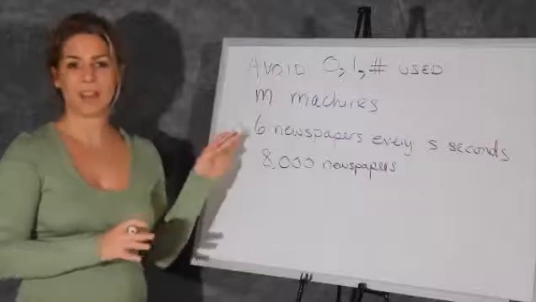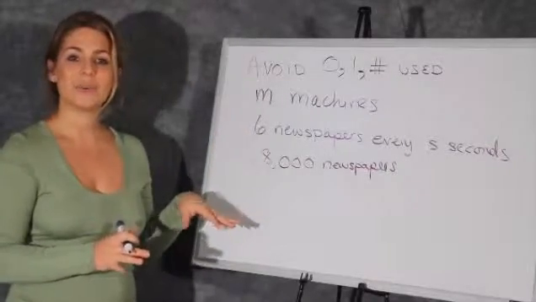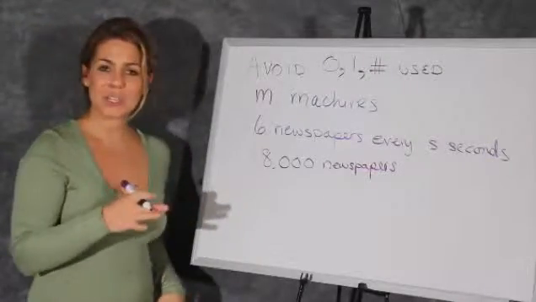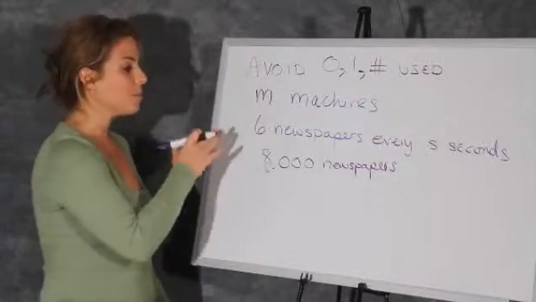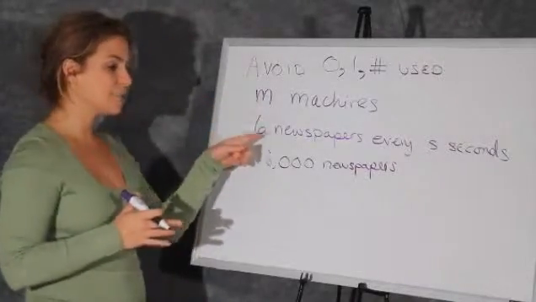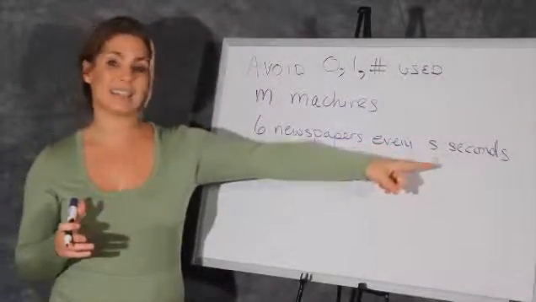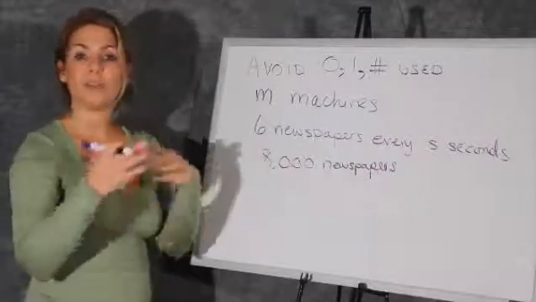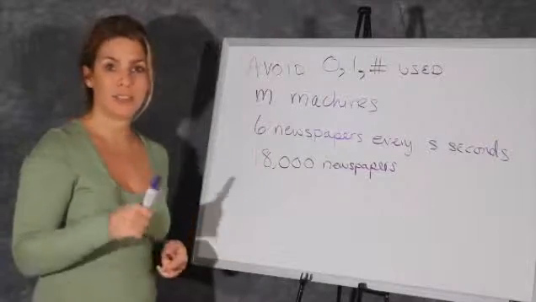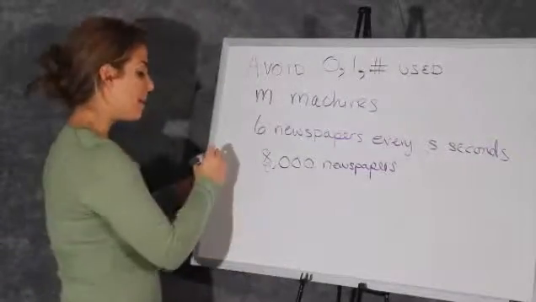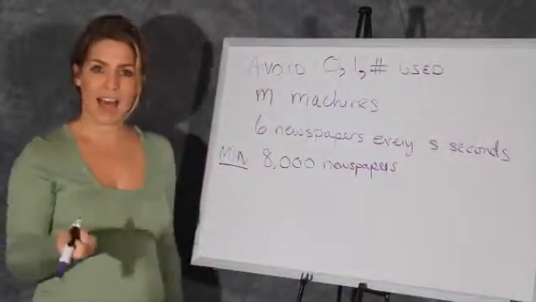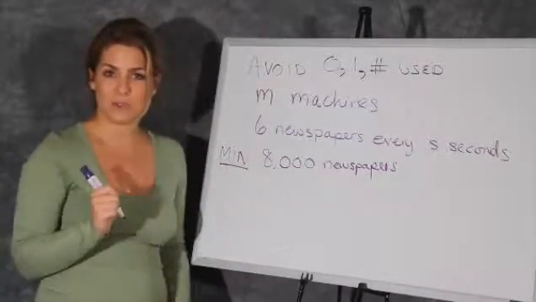So now we're going to apply this technique to a question and see how magical it can be. This question says, at a certain plant, each of M machines prints 6 newspapers every S seconds. If all the machines operate simultaneously without interruption, the question is asking us how many minutes will it take to print an entire run of 18,000 newspapers.